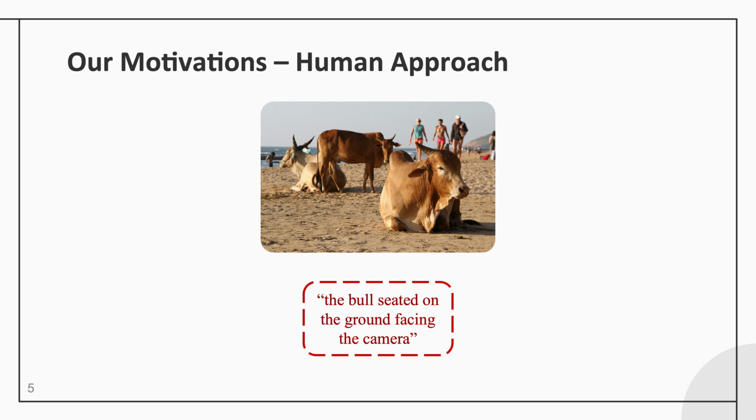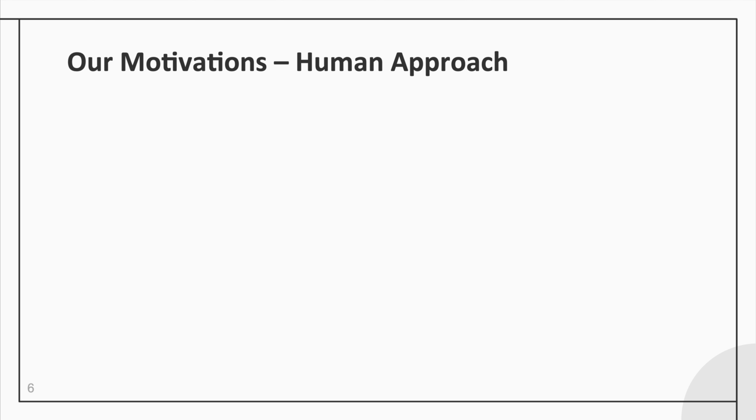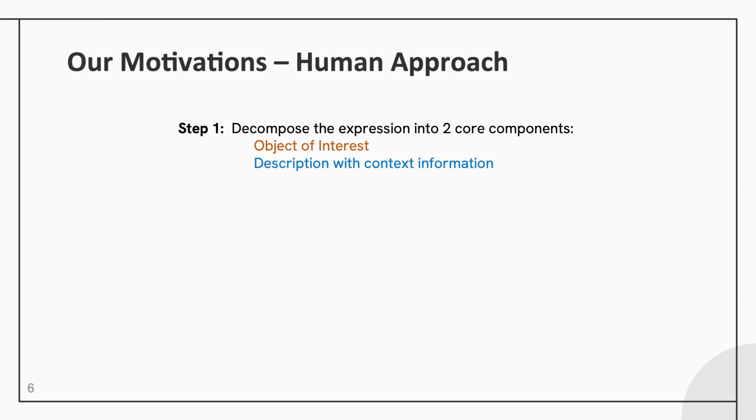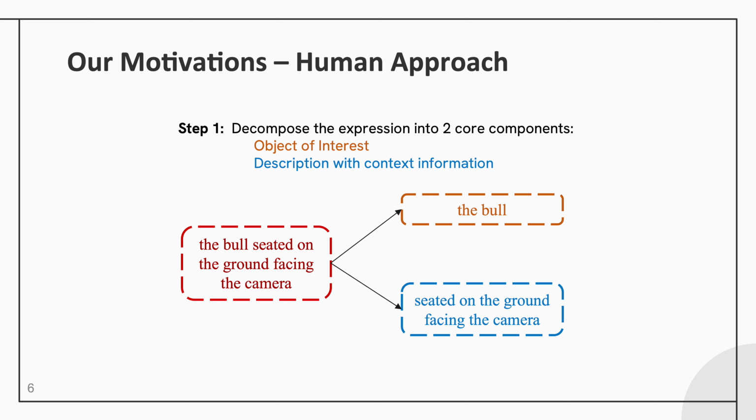Our method is inspired by how humans can solve RIS. Given this image and text, we need to segment the front bull in this case. When given a complex expression, humans don't process the entire sentence at once. We first focus on two questions. What is the subject, or the main object of interest? What is the information in the description corresponding to that subject? For example, this expression can be decomposed into the bull as the object of interest and "seated on the ground facing the camera" as the context information.